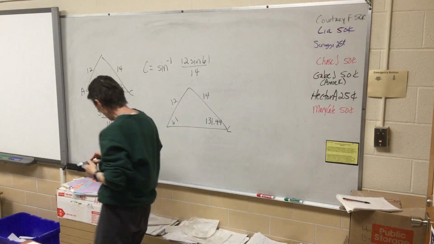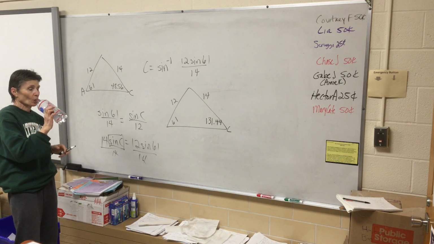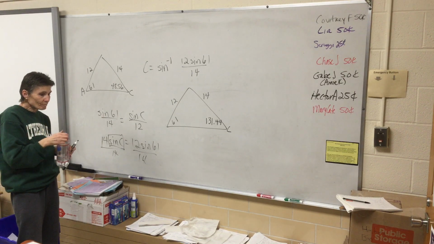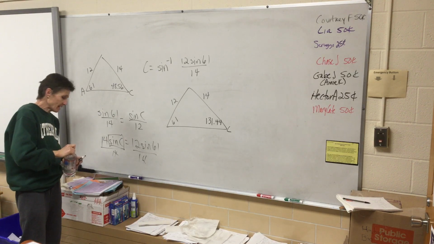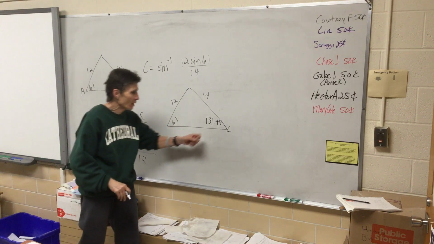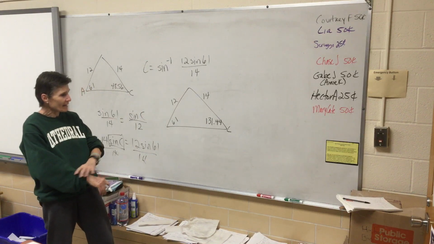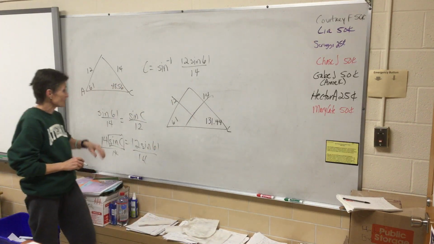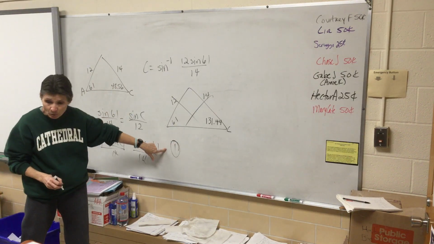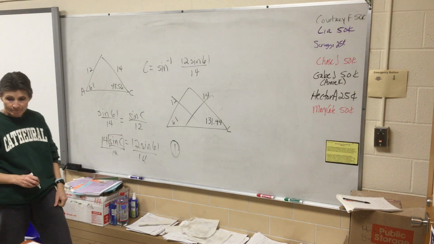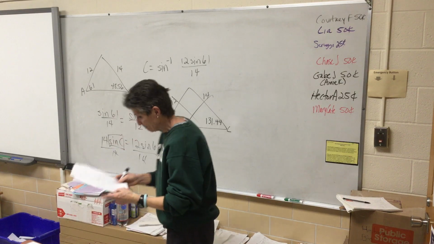Now, is that second triangle possible? Does that make sense? No. You're right. Why not? It's greater than 180. Yeah, you can't have a 61 and a 131. You're already over 180, so you wouldn't be able to have that angle. So that triangle doesn't work, which means how many triangles are possible? 1. Next one.